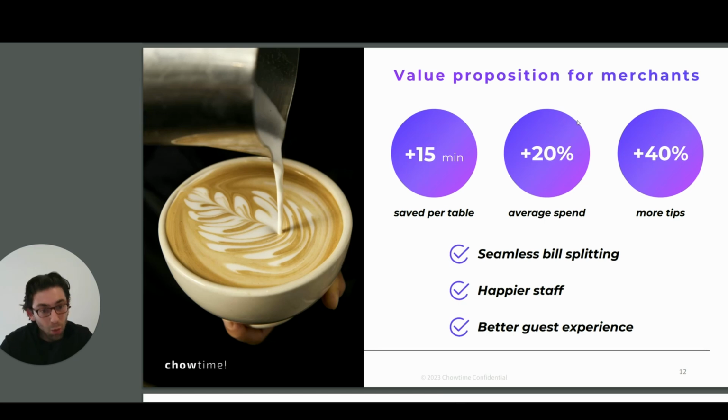That increased table turns. We noticed that compared to the orders that were placed off our app versus on our app, orders on our app had 20% higher average spend. And because we had a tipping function that just allowed someone to click a button to tip, like you would on Amazon or Uber Eats or whatever, there were 40% more tips for merchants as well, which is compelling because that makes it easier to retain staff.